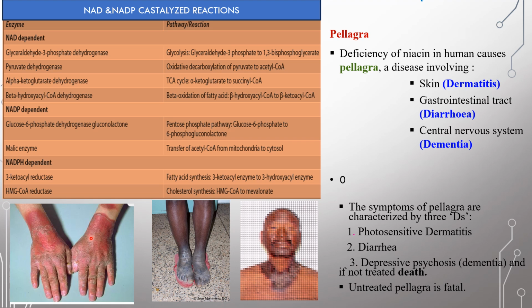So the patient has a prominent feature of the skin, then he may suffer from diarrhea, and then the central nervous system is also affected, leading to depressive psychosis. Dementia is there, and if not treated, there is a fourth D, that is in the form of death. So it is a highly lethal condition once there is a deficiency of niacin. So it is to be taken care of by supplementation of niacin.